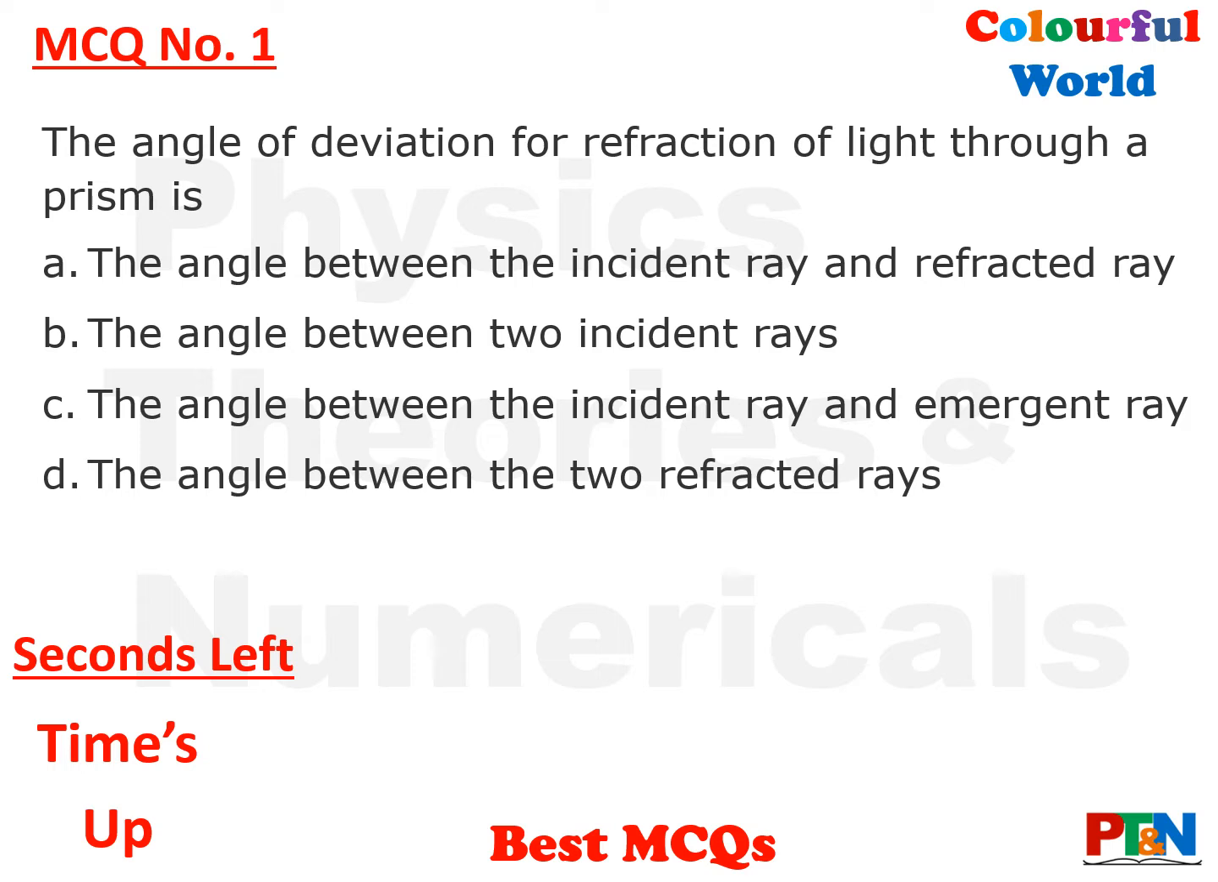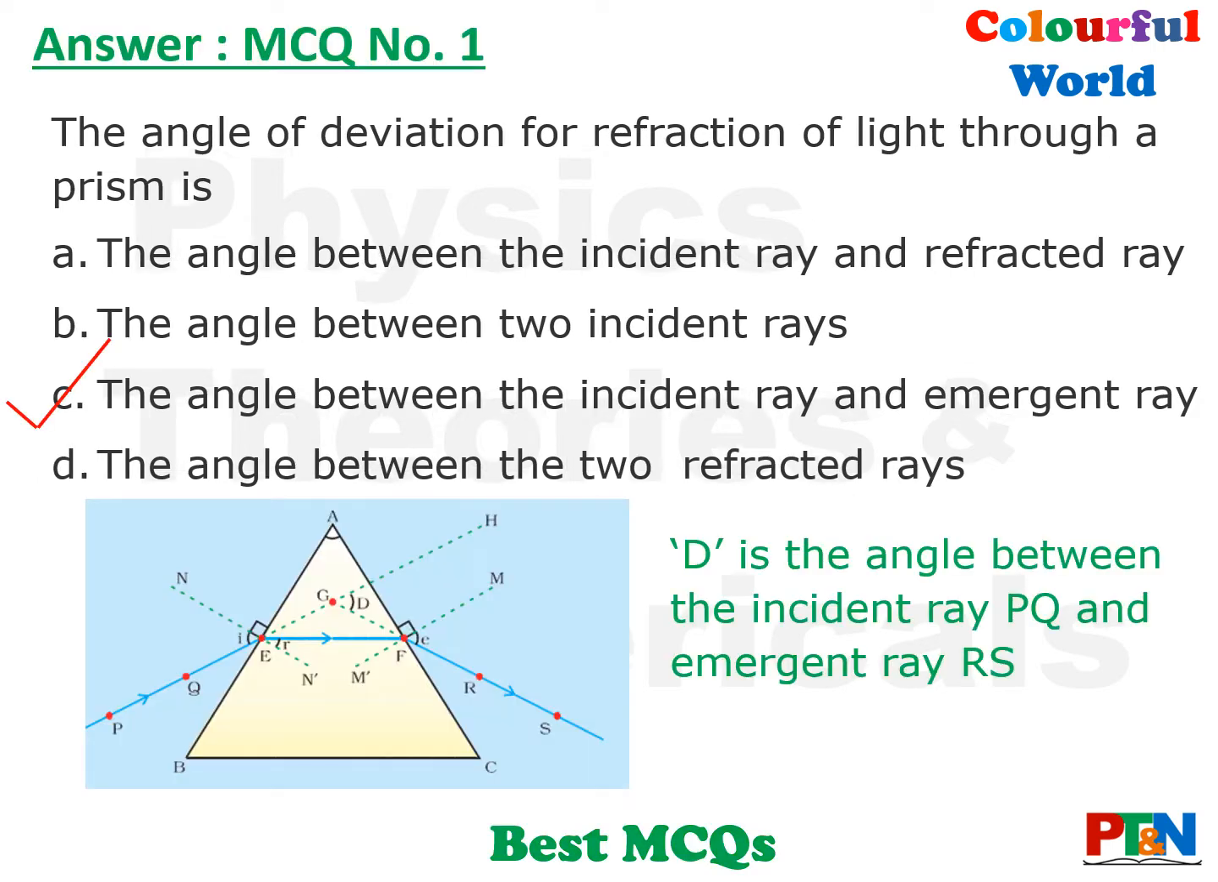Time's up. Let's see the answer. The answer is option C. Angle of deviation is the angle between the incident ray and the emergent ray. Look at the picture. The angle D, the angle of deviation, is the angle between the incident ray PQ and the emergent ray RS.